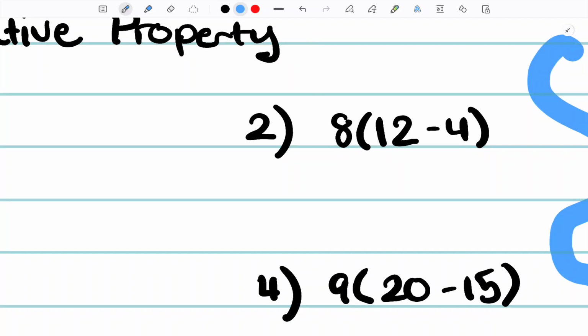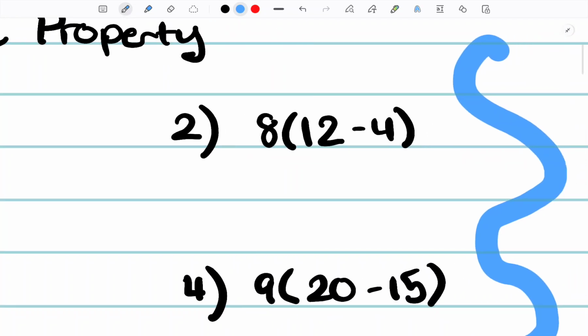Okay, next one, number 2. Okay, so what is on the outside, or what is our fishing rod, to be easier to think about? What is the number that's outside? It is number 8. Now number 8 wants to catch everything that's in the pond. So what's in the pond? 12 and negative 4. You don't want to forget that negative 4.